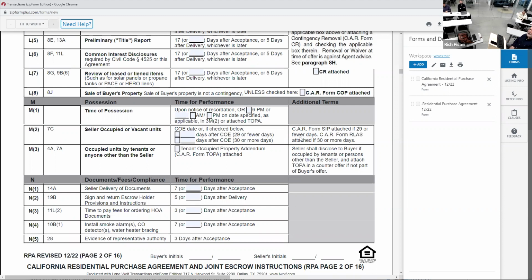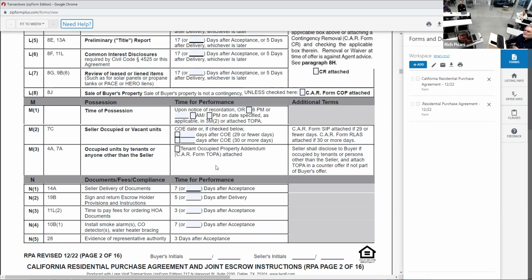Anyways, make sure you get those forms right, because the SIP, the 29 days or less, is not a lease, it's not a rent back, really. It is a license to stay in the property. Occupied units by tenants. If it's a duplex, or a single family home occupied by a tenant, you must use this form called the TOPA.